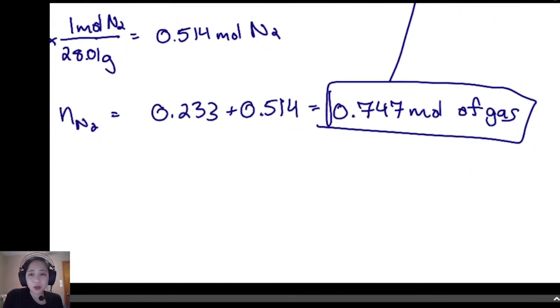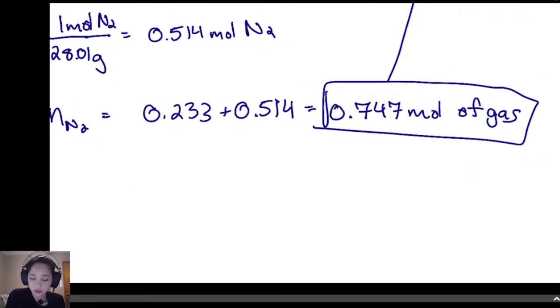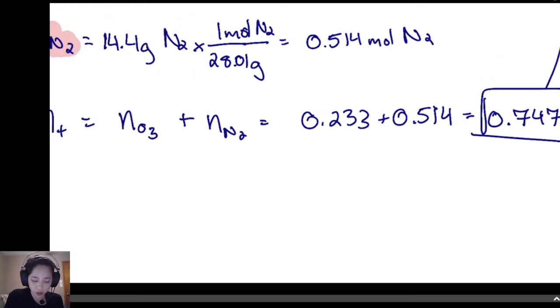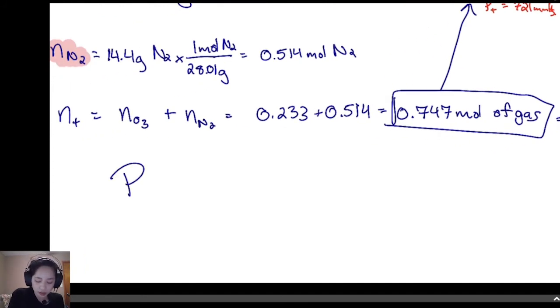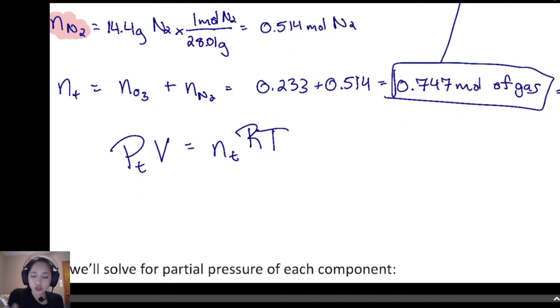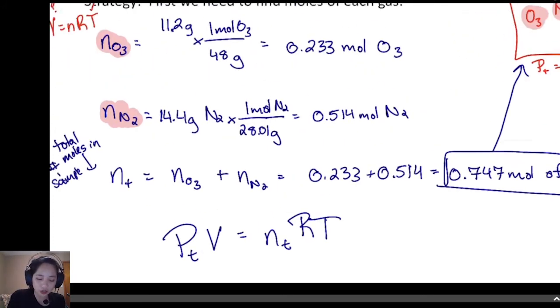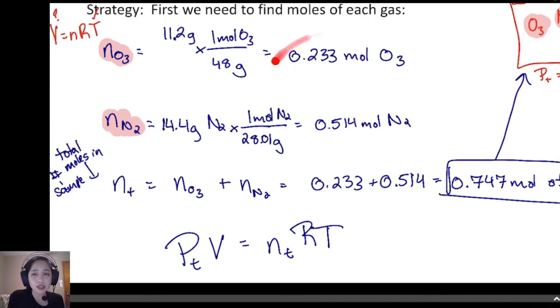We can use this number and relate it using PV equals nRT. So our P total times the volume of the container equals the total number of moles times R times T. We get total pressure because we're taking into account the total number of moles. We couldn't do this unless we knew the total number of moles, meaning that we had to convert grams to moles for both of the substances and add them up.